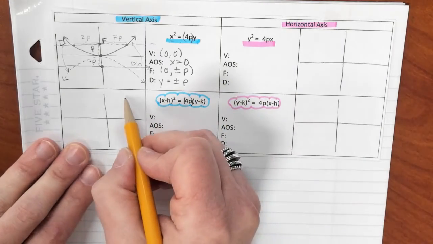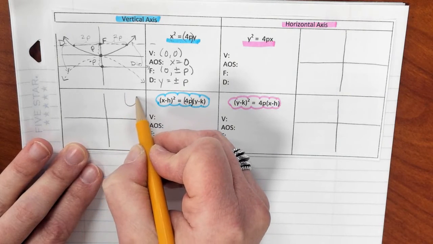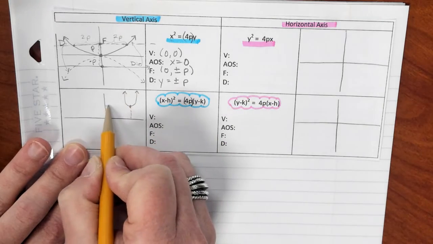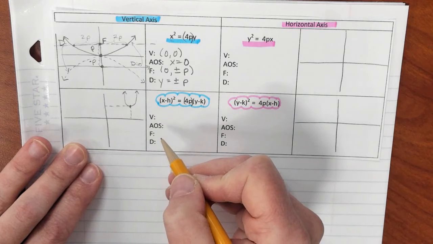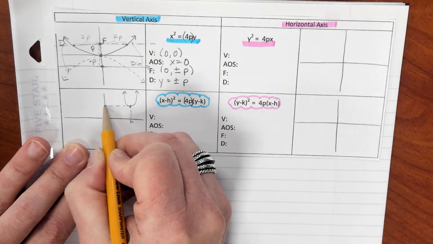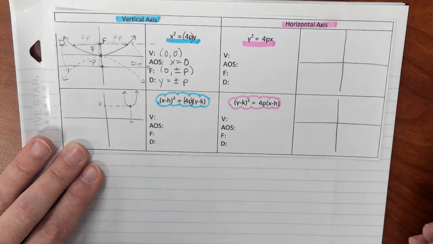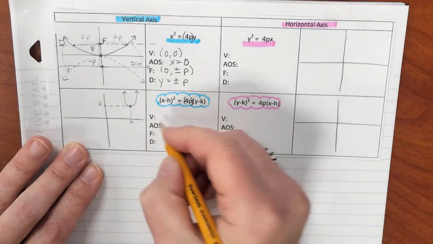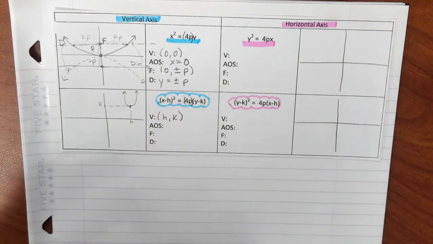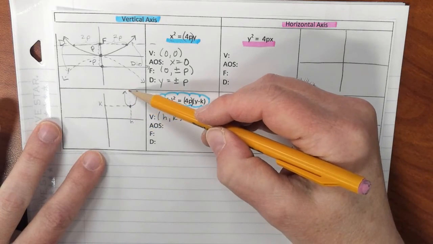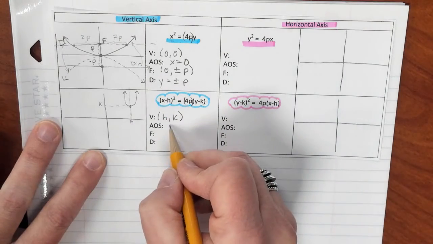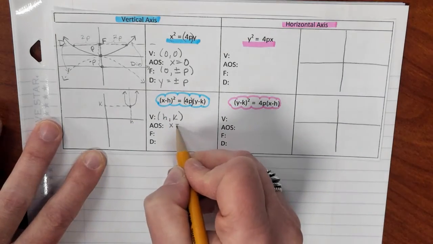For example, if I draw my parabola over here, there's my vertex, okay? I have now shifted such that here I've come over h and I've gone up k. So this vertex is now at (h, k). My axis of symmetry is now going to be whatever goes straight through there, and now that's going to be wherever my h is. So this is going to be x equals h.